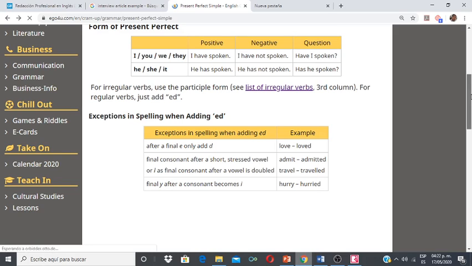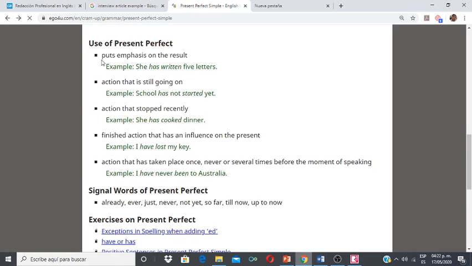So, what are the functions of using the present perfect? First, to put emphasis on the result. If I say that someone has performed an activity and that person is finished, we describe the result using the present perfect. We say she has written 5 letters. We can use it to talk about an action that is still going on, that the effect hasn't finished yet. It started in the past, but we haven't finished with that yet. So we say the school has not started yet. So the period of no school is still continuing, until that happens and the action is finished. But when we use yet, we indicate that it's still going on.